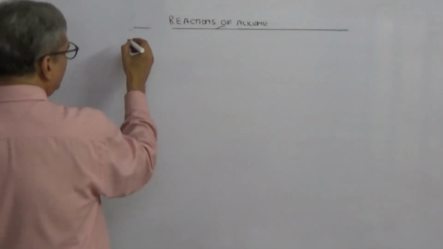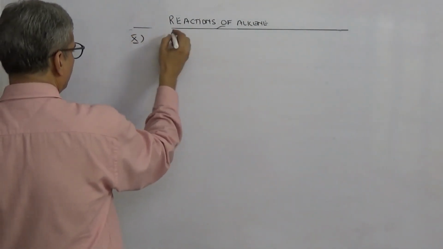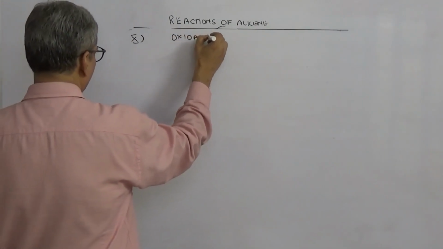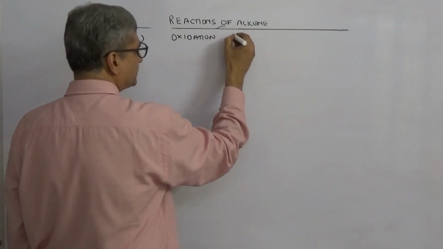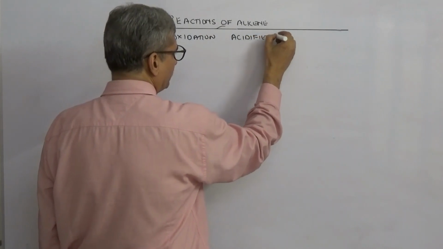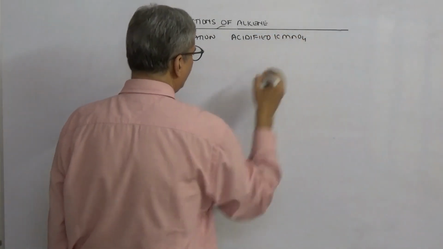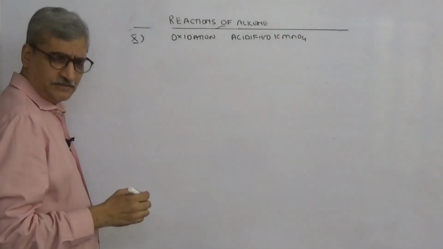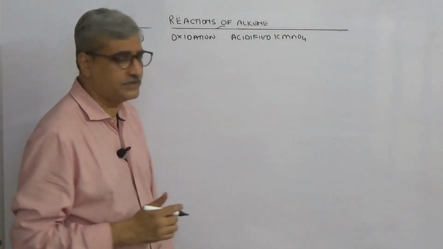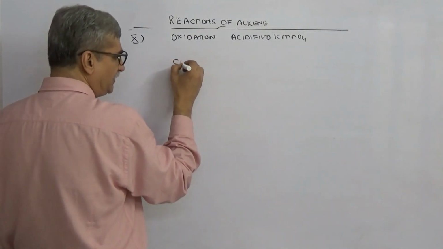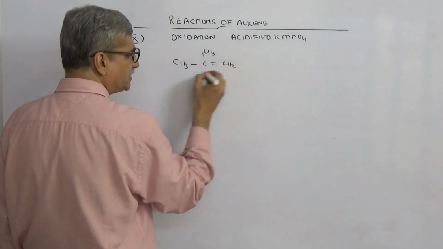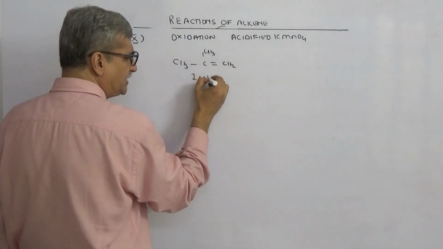We come to the 10th reaction, that is oxidation. How can we conduct oxidation? By acidified KMnO4. You must pay attention here because the products are slightly different for a terminal alkene and a non-terminal alkene. When you have a terminal alkene, suppose we have (CH3)2C=CH2, this is isobutylene.